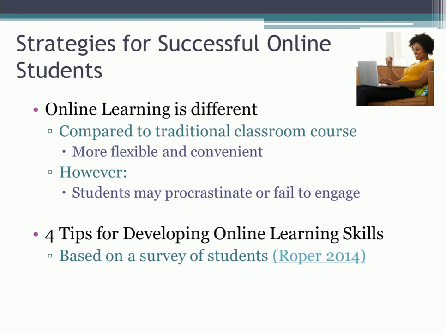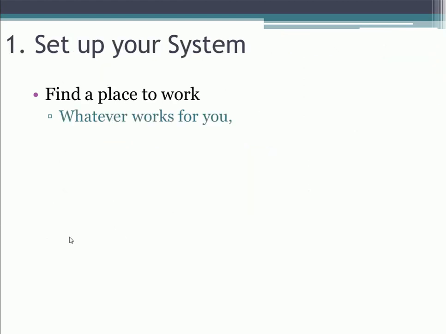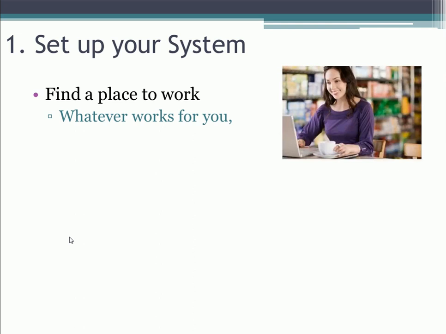And this is based on a survey of students that was done where it asked those students, what were the strategies that they used to be most effective in their online education. So the first step is to set up a system. You need to have a place to work. Now this might be your room in your apartment, it might be your parents' basement, it might be a Starbucks. Whatever works for you, but in this place you want to try and minimize distractions, right?